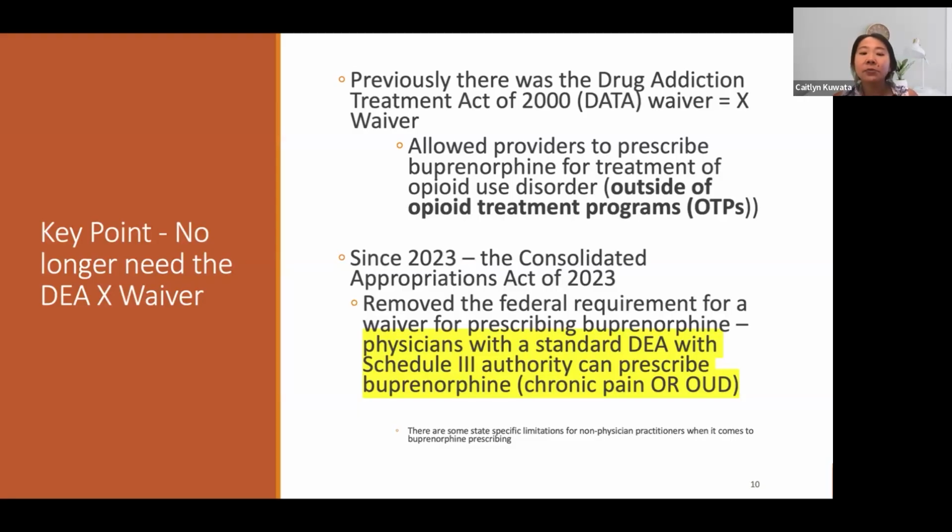But overall, this was a big win because before then, you had to have special training. Not everyone could prescribe buprenorphine, and it made it seem like it was a very restricted medication, more restricted than morphine or more restricted than oxycodone, when this really should not and is not the case.